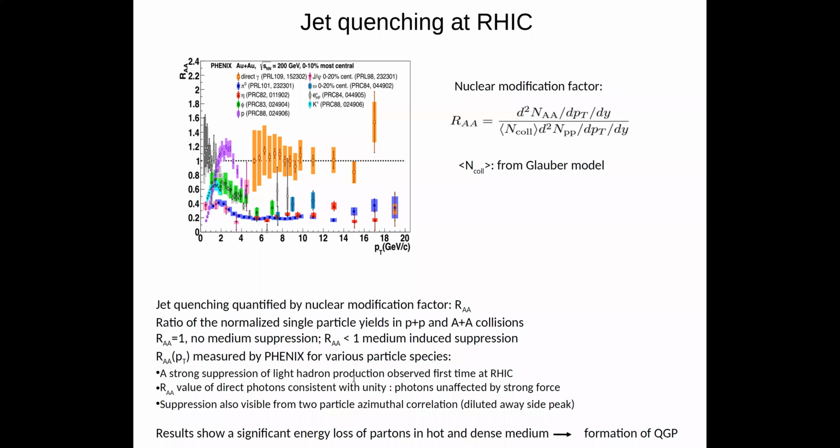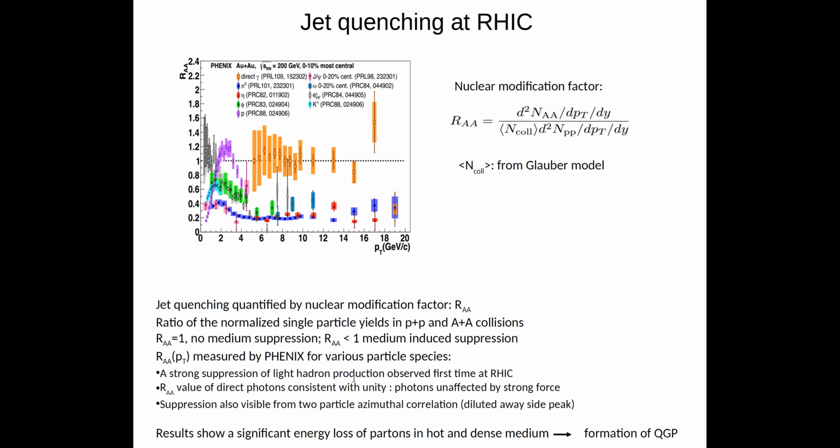Whereas the RAA value of direct photons, which are not affected, photons being electromagnetic in nature, they are not affected by the strong interaction. So the RAA of direct photons is consistent with unity, because photons are unaffected by the strong force.